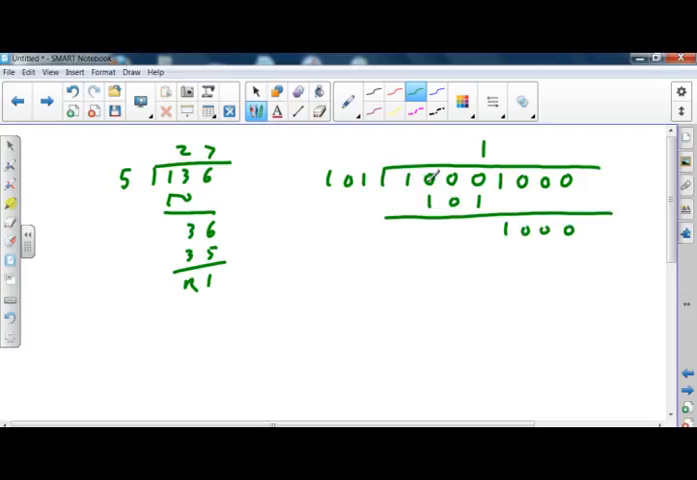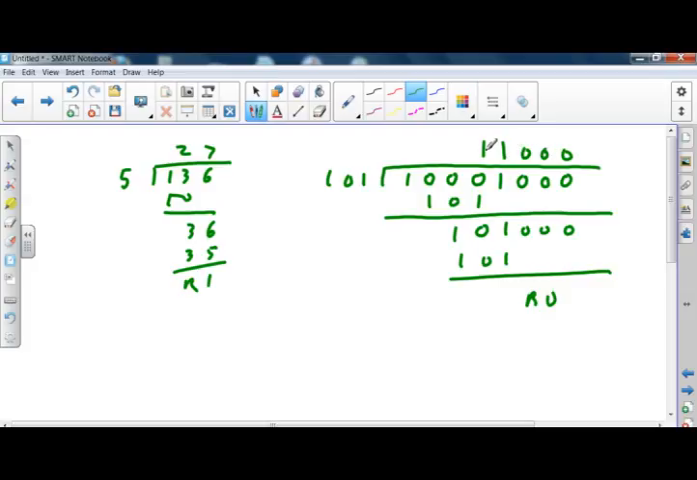I have to borrow. So 1 from 1 is 0. 0 from 1 is 1. 1 from 1 is 0. Okay. It goes in there one time. 1, 1, 0, 1. Darn. Remainder 0.